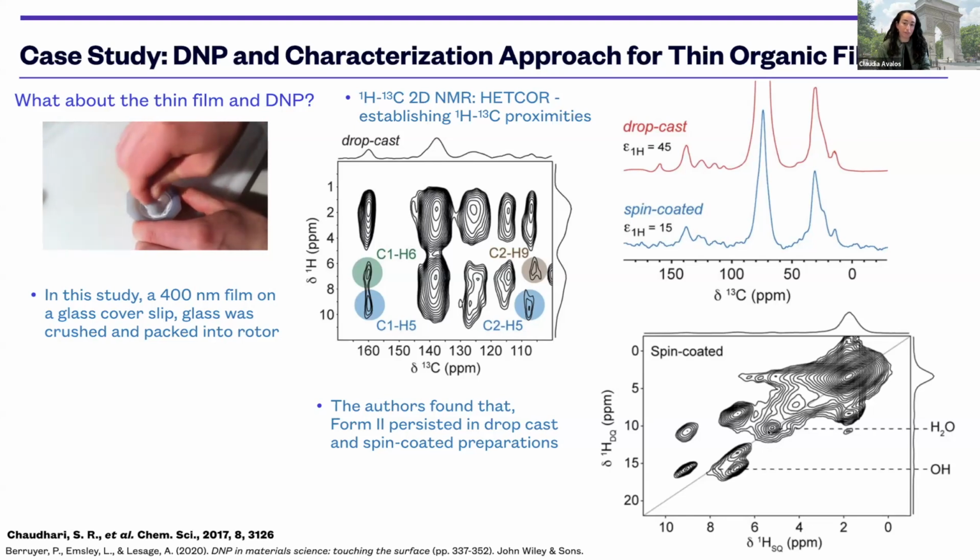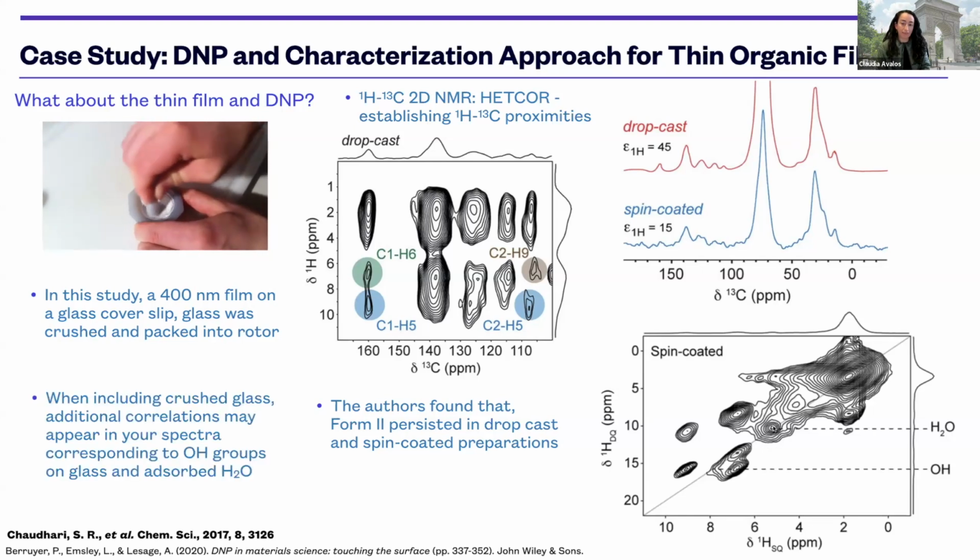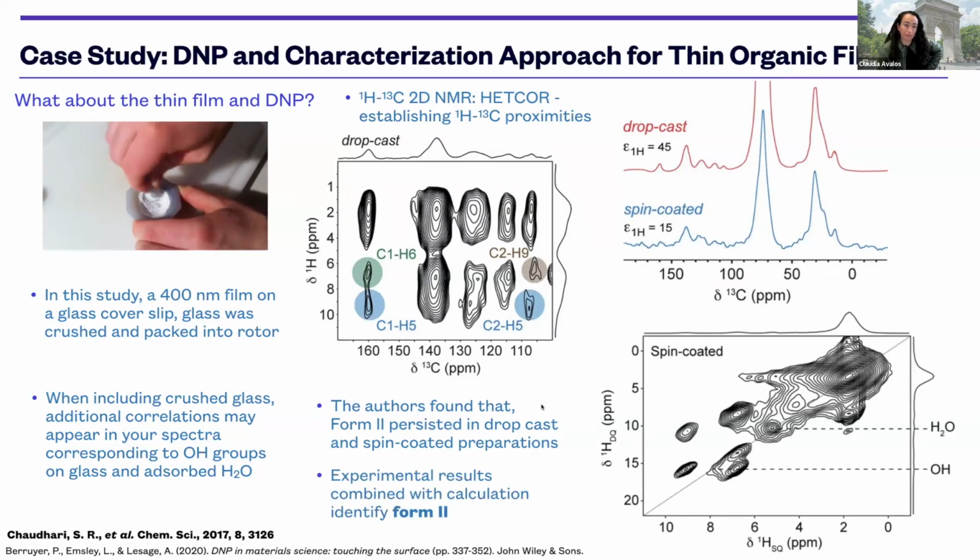They're also consistent with what was seen in the bulk, with the exception that there were some hydroxyl groups and water groups that one has to pay attention to if you're using glass, because those can be absorbed onto the surface and contribute to some of the broadening in your double quantum, single quantum experiment.